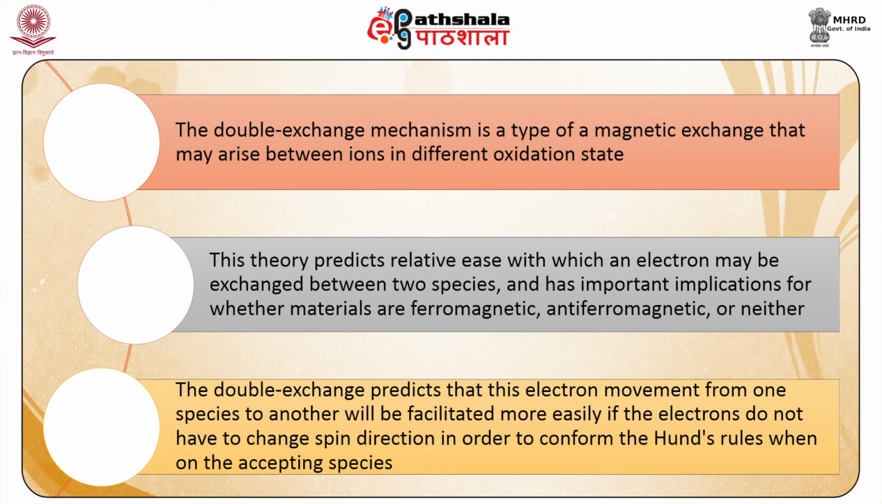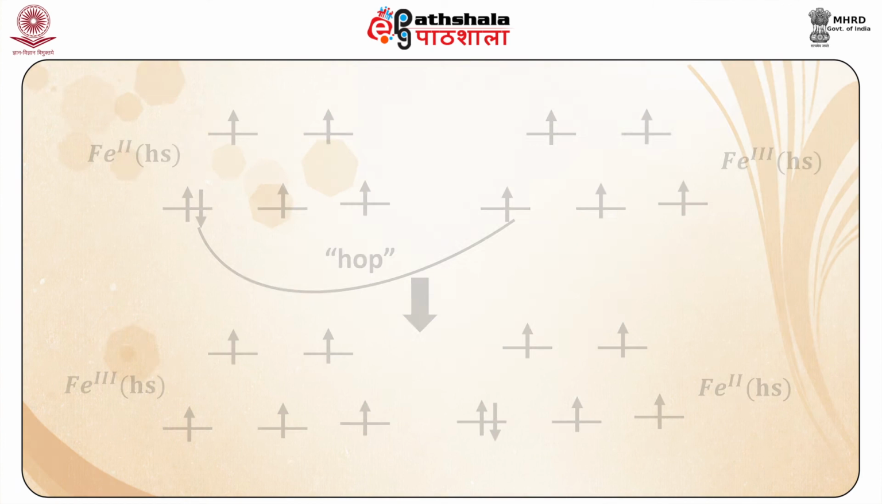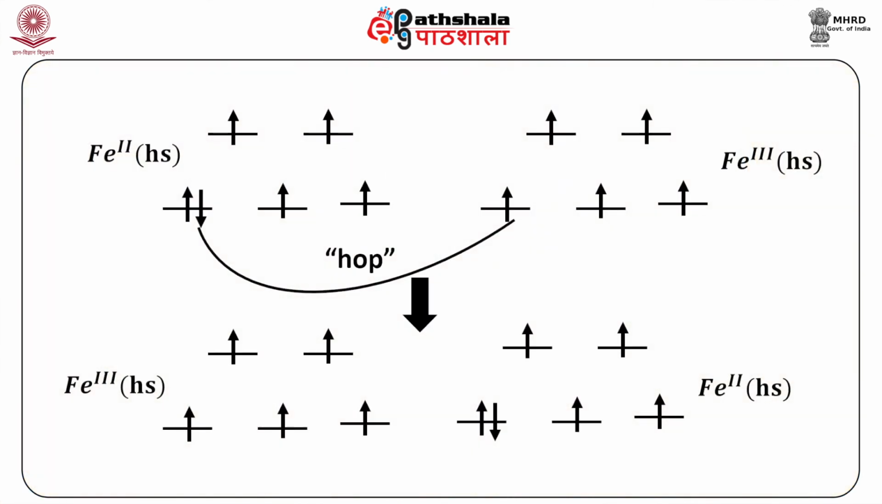When on the accepting species, the electron hopping to the neighboring ion is favored if neighboring ions are ferromagnetically aligned, and not favored if neighboring ions are antiferromagnetically aligned. The ability to hop reduces the kinetic energy, hence the overall energy saving can lead to ferromagnetic alignment of the neighboring ions. Double exchange results in ferromagnetic exchange coupling.